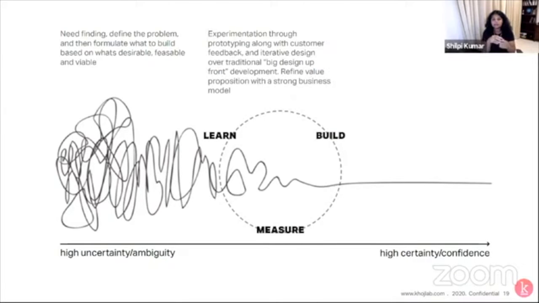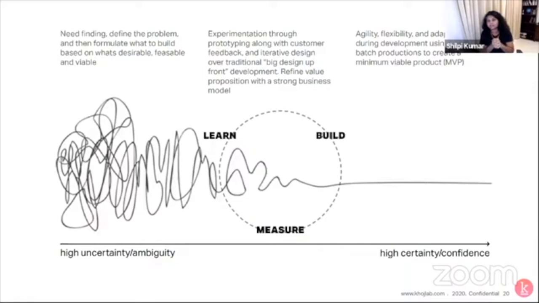Then we go to the next level where we know a little bit more about what to build. We say, okay, we're going to start by experimentation through prototyping, getting feedback, iterative design process. Instead of big design upfront, we break it into pieces and do small, quick learn, build, measure kind of thing. And that's the premise of lean startup. And then as we get more aligned to those things, we go into development, which is more about agility, flexibility, adaptability during that process.